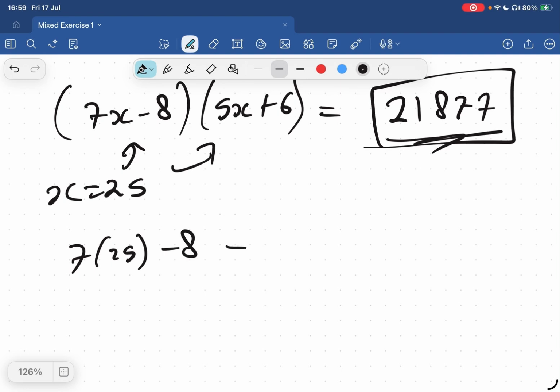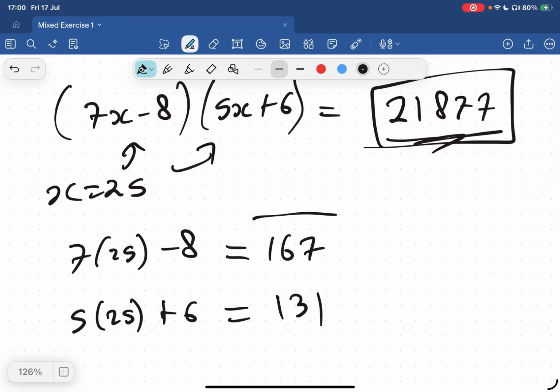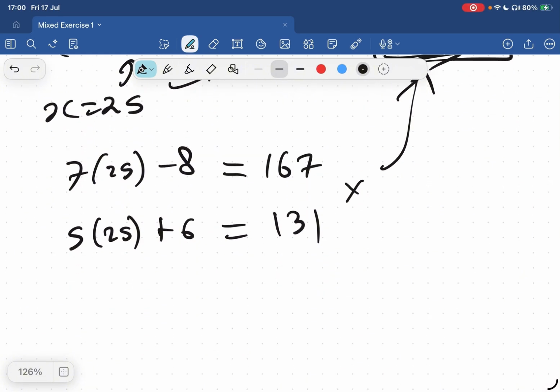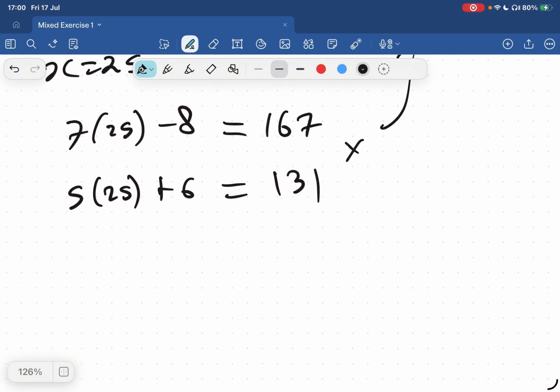7 times 25 take away 8. What does that give you? That gives you 167. And then you have 5 times 25 plus 6. That gives you 131. So these are your two product of primes. These are two numbers that you times together, and you get 21,877. So that factorization has taken away the kind of trial and error. Now we need to make sure we can prove that both of these are prime numbers.